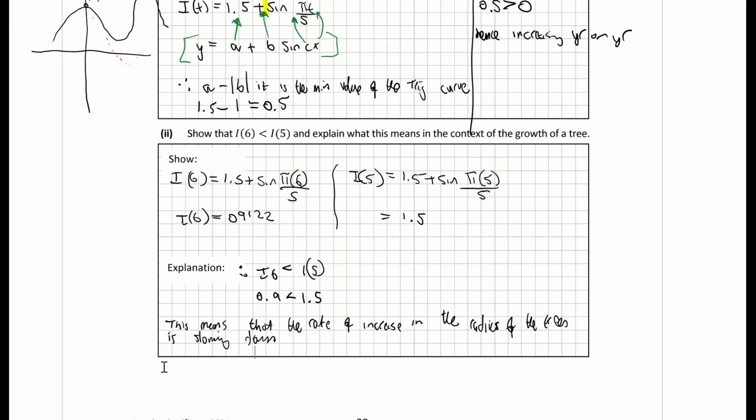We could say the increase in growth in year 6 is less than the radius growth in year 5. So just make sure you make some reference to year 6 being less than year 5, and make reference to the fact that it's about trees and their radius. Okay, that's part 2. Let's have a look at part 3 now.